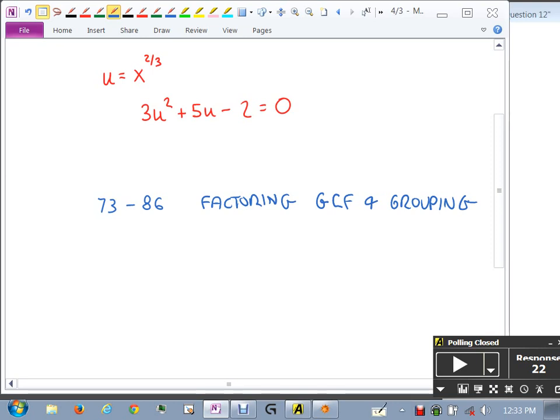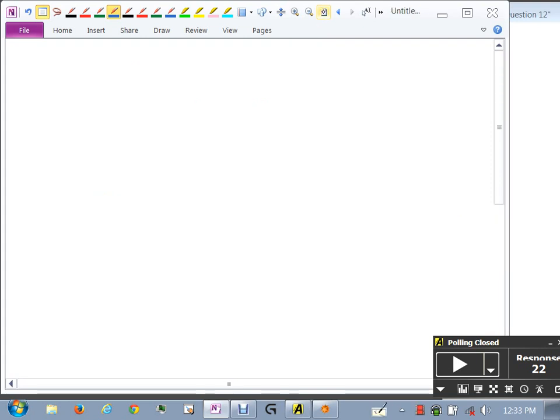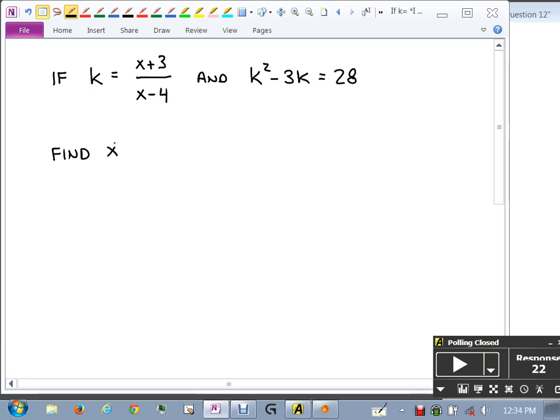Because I want you to see this last type of problem, all right? I should finish it up before time's up. All right, I'm just going to write it the way it appears in the book. If k is equal to x plus 3 over x minus 4, and k squared minus 3k equals 28, find x. No, find x.